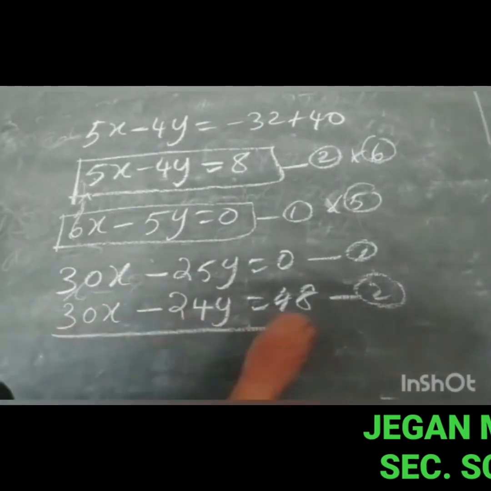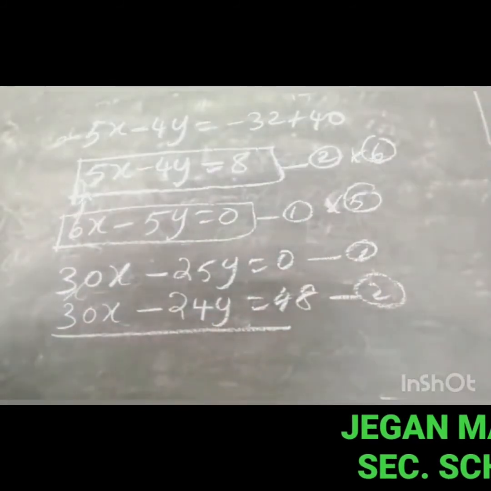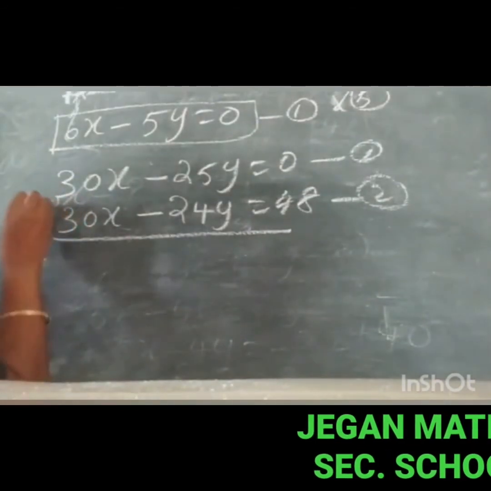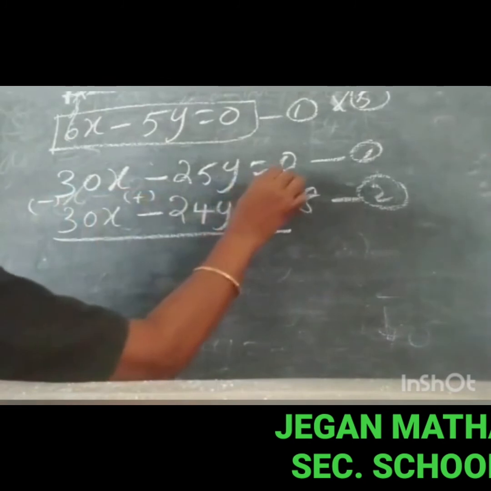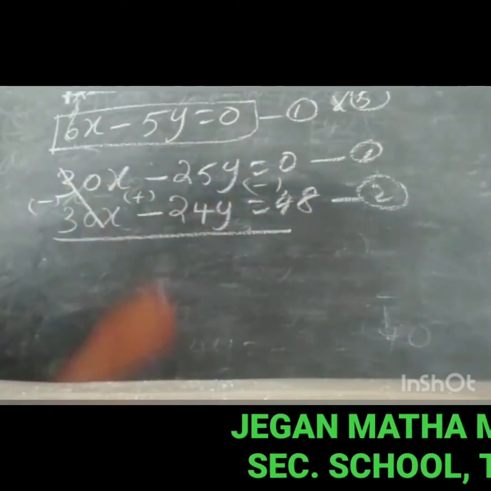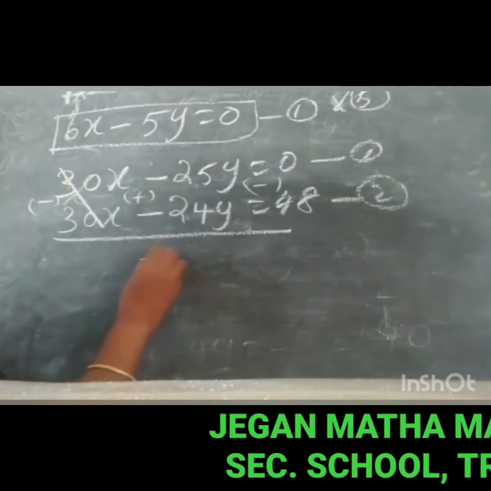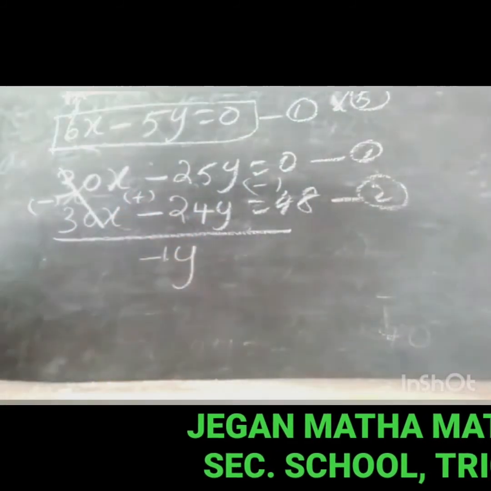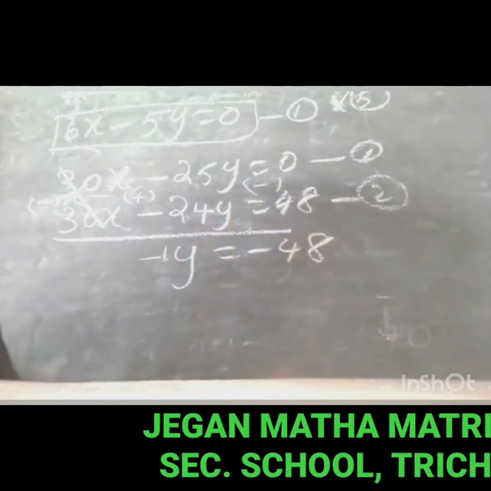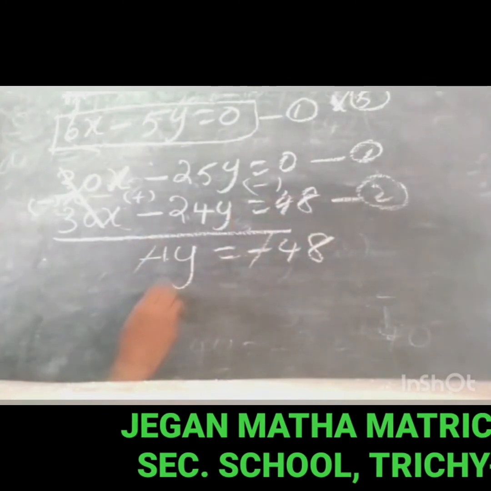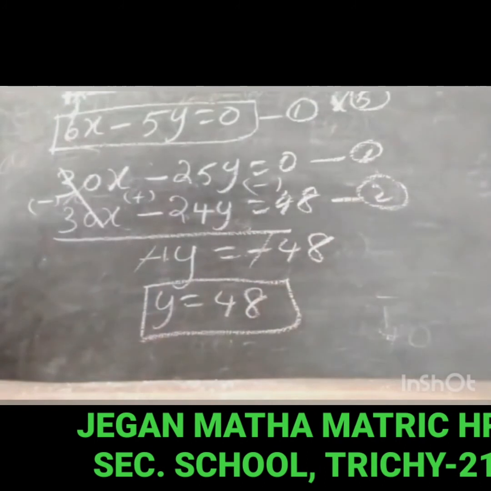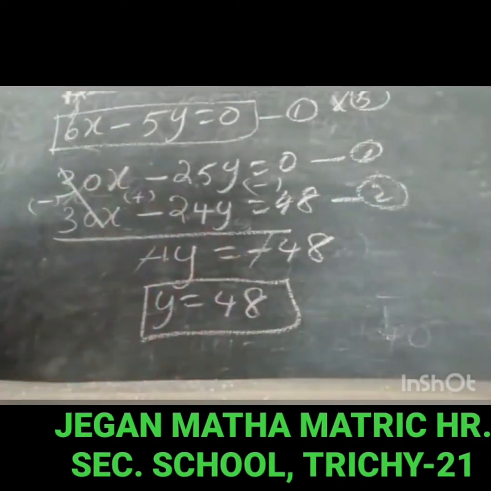Now as usual you can change the sign and then cancel the like terms. Change the sign of the first equation: minus 30x plus 25y equal to 0. So plus 30x and minus 30x cancel. Here minus 25 and plus 24 gives minus 1, so minus y equal to minus 48, cancel the minus sign: the value of y equal to 48. Now you can substitute this value of y in the first equation.